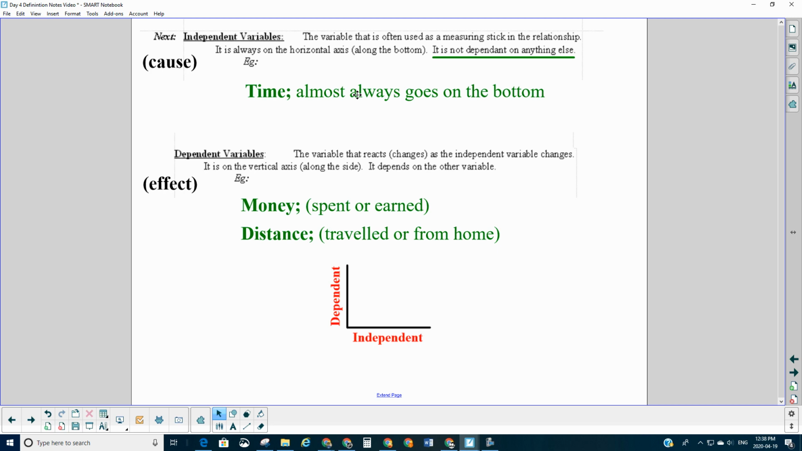It's independent of the money or the distance. But money does depend on how much time you've done. Distance traveled, okay, so this distance you go, either traveled in some way or how far away you are from home or from your building, all of this depends on how much time goes. These ones react or change as this reacts. Okay, so the dependent ones on the side, independent on the bottom.